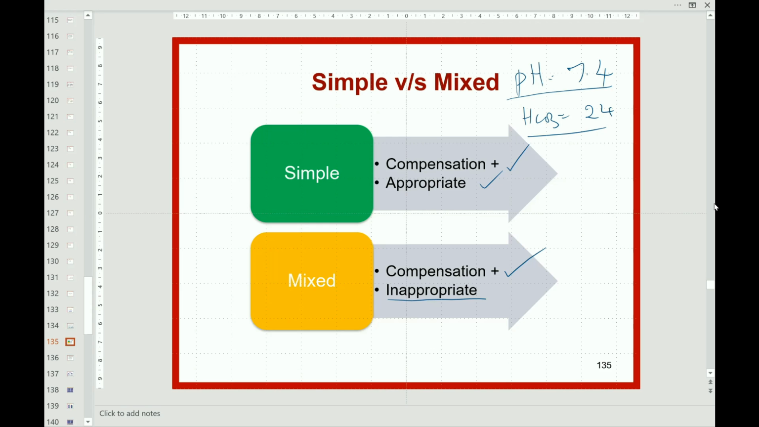So that is one reason. And carbon dioxide also we have to fix the number. So whenever we say bicarbonate, the normal value is 24, carbon dioxide PCO2 is 40, pH is 7.4. These are the normal values.